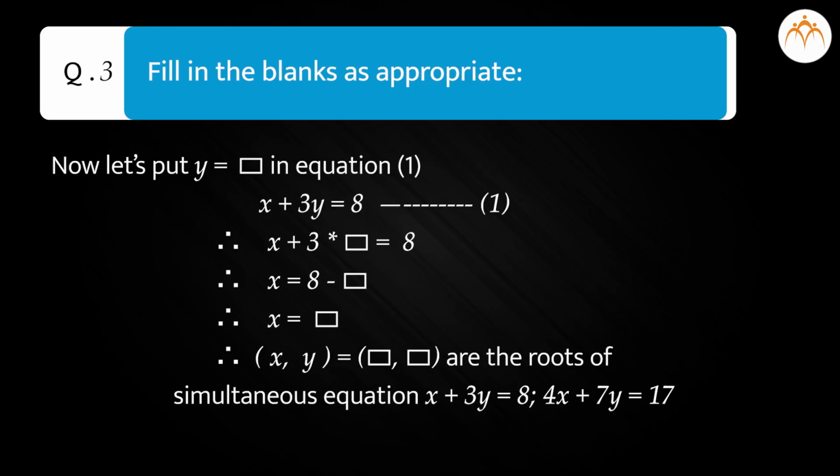Now let's put y is equal to box in equation 1. x plus 3y is equal to 8, equation 1. Therefore, x plus 3 multiplied by box is equal to 8. Therefore, x is equal to 8 minus box. Therefore, x is equal to box. Therefore, (x, y) is (box, box) are the roots of simultaneous equations x plus 3y is equal to 8 and 4x plus 7y is equal to 17.